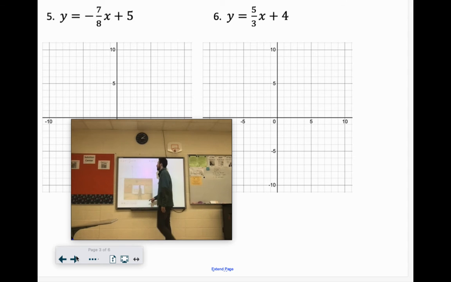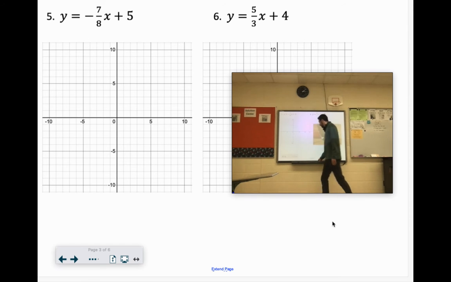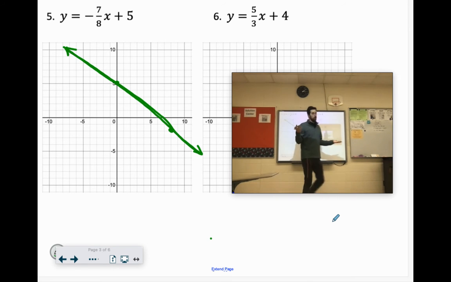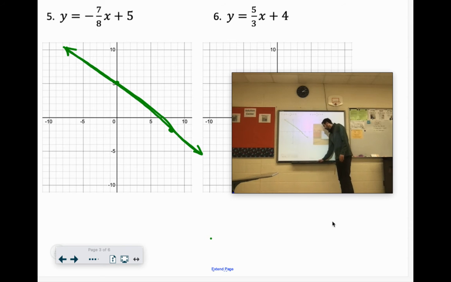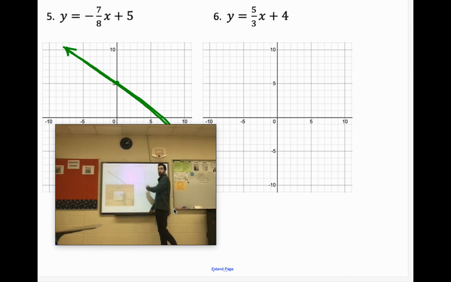Y equals negative 7/8 x plus 5. 5 is our y-intercept. Our slope is negative 7/8. So we go down 7 over 8. Oh, that was a terrible line. That's why it's good to use like the edge of a book or a folder or a ruler in theory. I can't use that stuff on the board, otherwise it'll just start making markings all over the place. But that was a terrible line.